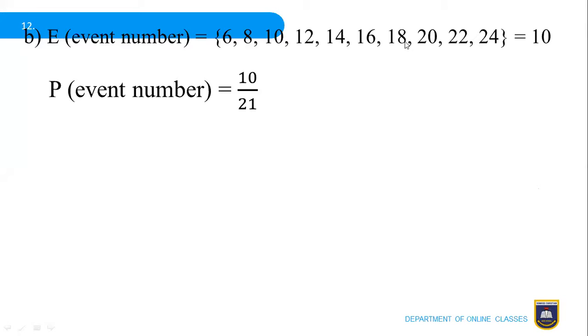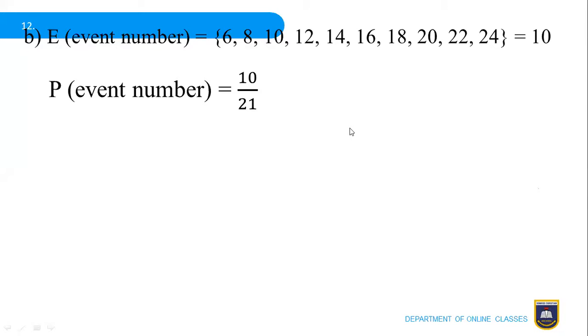Sir, please, the number of S is 21. So the probability that the number is even is 6, 8, 10, 12, 14, 16, 18, 20, 22, 24. And I counted all the numbers and I had 10. So I'll divide 10 over the number of sample, which is 10 over 24, 25. And I divided it and I had 2 over 5.